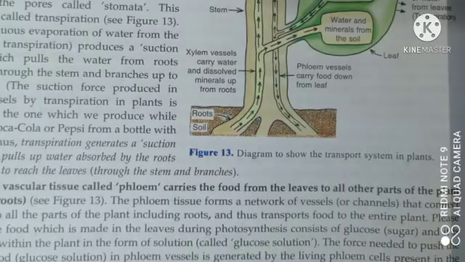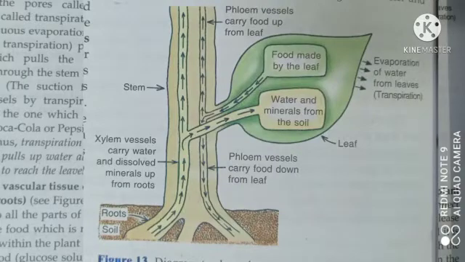Now, let's discuss the transportation of food in plants. The vascular tissue called phloem carries the food from the leaves to all the other parts of the plant including roots. Look at the figure 13 again. We see the phloem tissue forms a network of vessels or channels that connect the leaves to all the parts of the plant including roots and thus transports food to the entire plant.